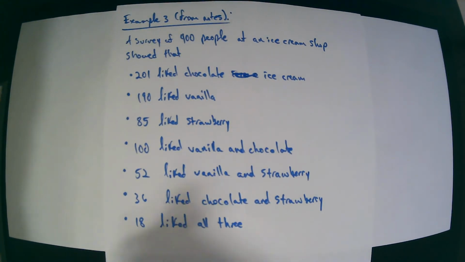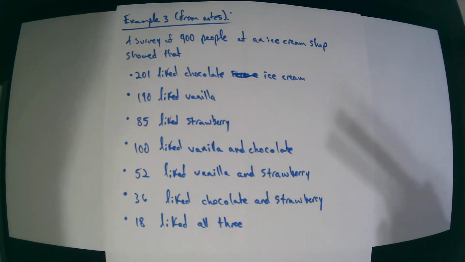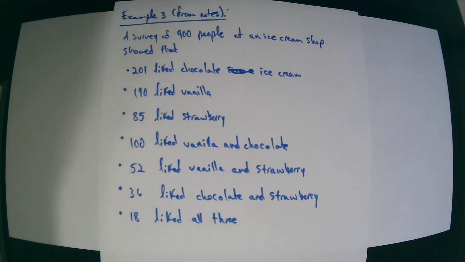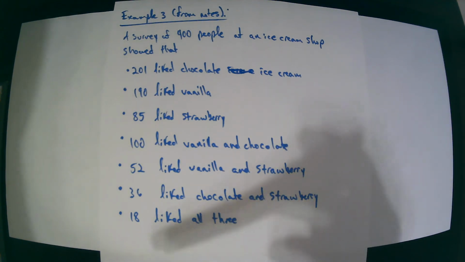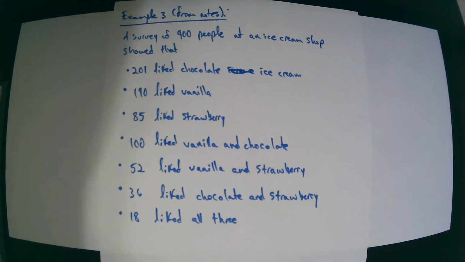Alright, so example 3 from the notes, here it is. We've got a survey of 400 customers at an ice cream shop. So 400 customers were surveyed, and they were asked about 3 different flavors of ice cream. This is much simpler than a real world problem, because in the real world an ice cream shop has like dozens of flavors. But we're just going to show what can happen with just 3.